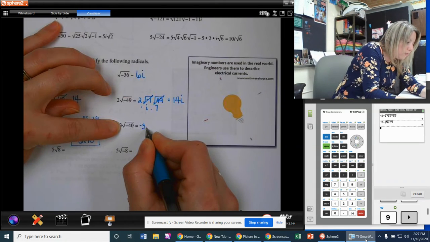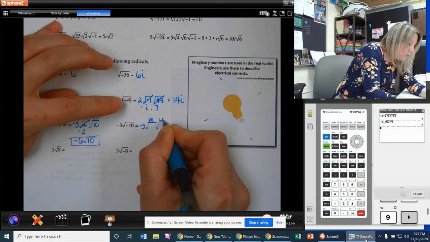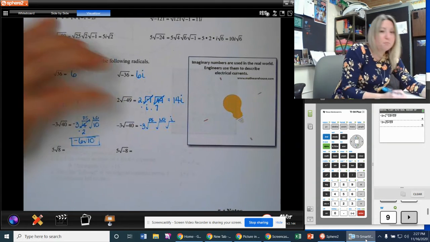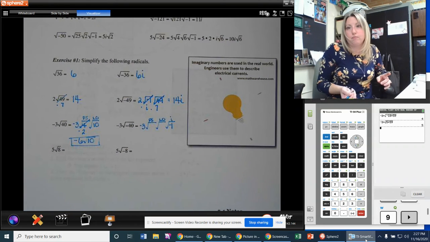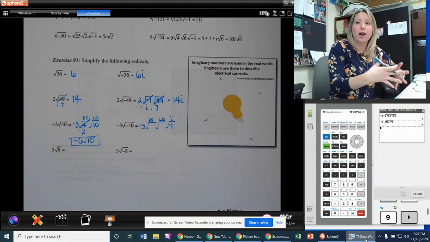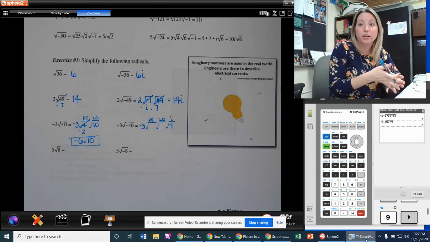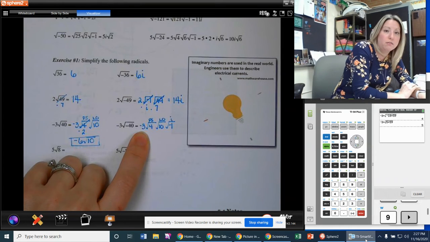We're just going to divide it into three radicals: perfect square, leftover, and the I, the imaginary one. And the I is always where the negative one goes. So you're taking that negative part out of the radical. Now you're left with radical 40. So the perfect square is 4 and the leftover is 10.